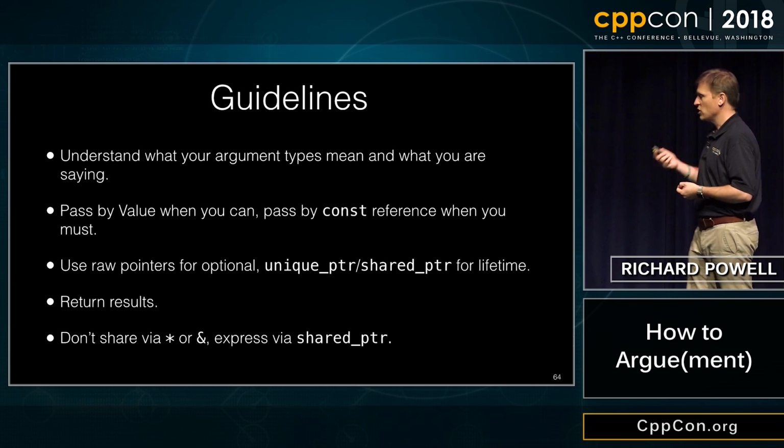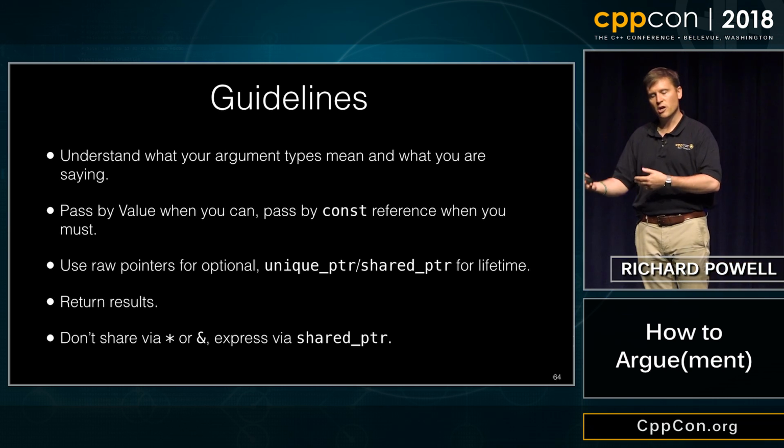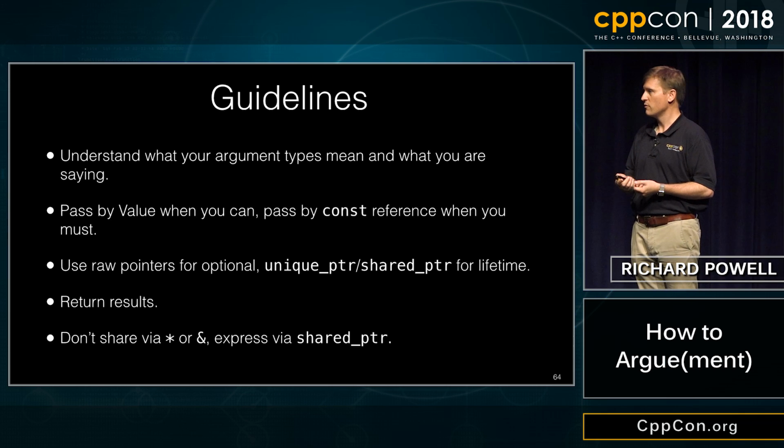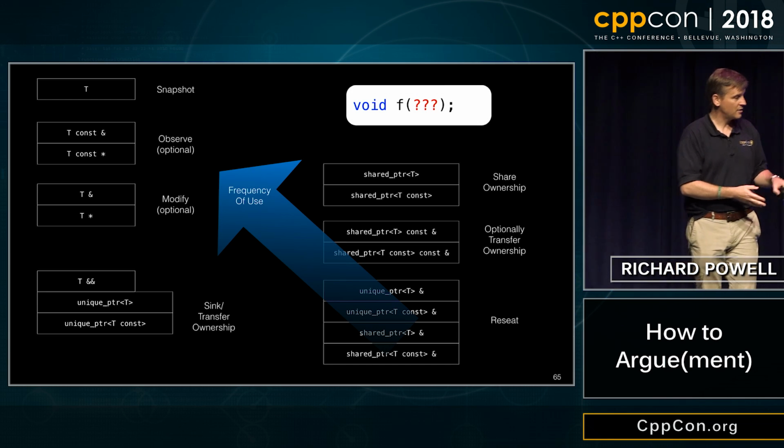And don't use a pointer or a reference outside of the call context. If you need to do something like that, shared pointer and weak pointer are what you should reach for. And this is the table of types for arguments, and I'm going to leave that slide up and answer questions.